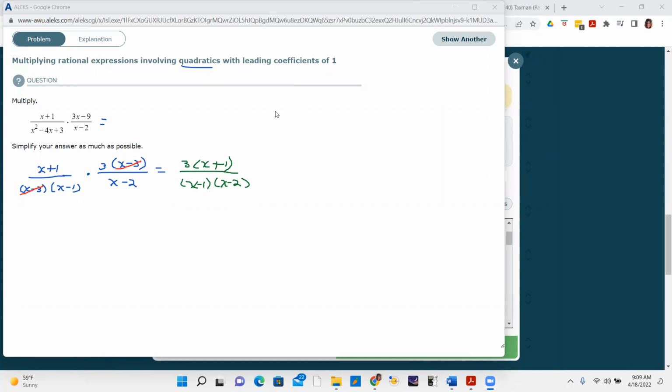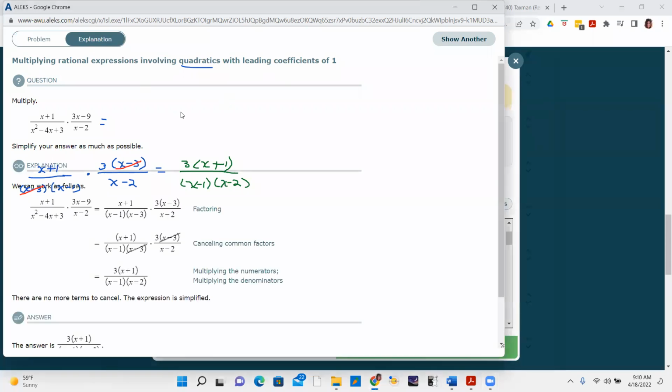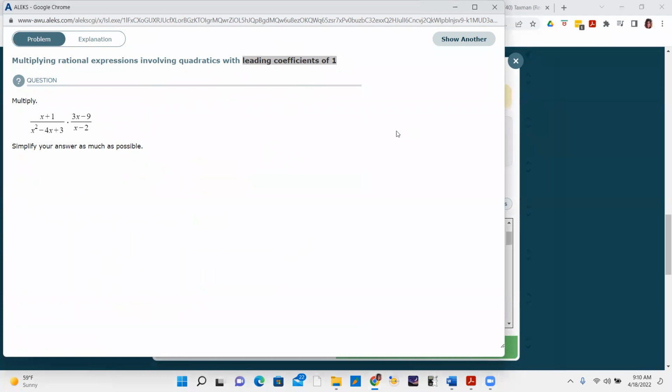And one little tip I would share is, if the quadratic is difficult to factor, try to factor everything else first. And so here, having a factor of x minus 3 might help you consider that that might be one of the two factors of the quadratic. So that's especially helpful when we get to the ones with leading coefficients that are not one. But go ahead and try this one.